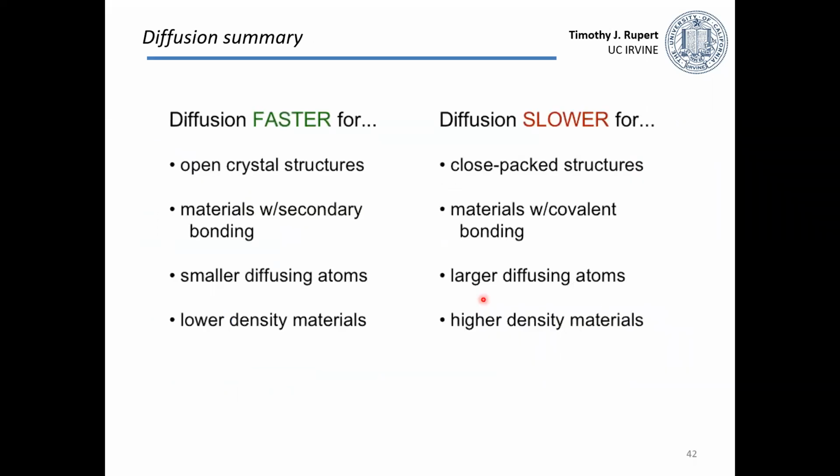Okay, so just to summarize all the fun stuff we talked about today. Diffusion is going to be faster for open crystal structures, materials with weak or secondary bonding, smaller diffusing atoms, and lower density materials. Diffusion is going to be slower in contrast for close-packed structures, materials with strong bonds, and covalent bonding is a good example of that. If the diffusing species is large, that's going to lead to slower diffusion. Finally, high density materials also have slower diffusion.